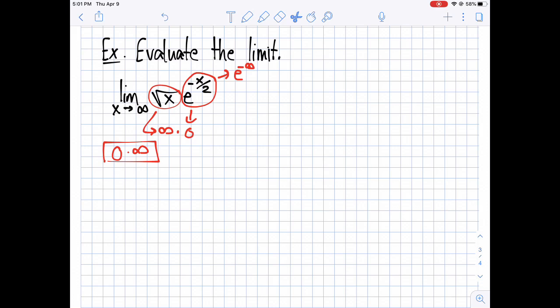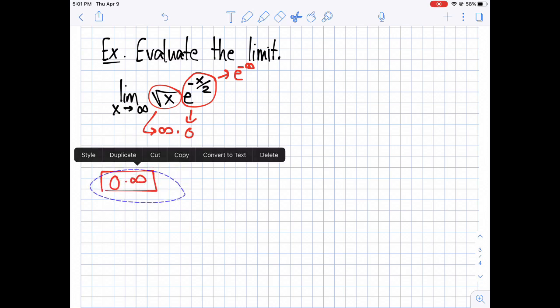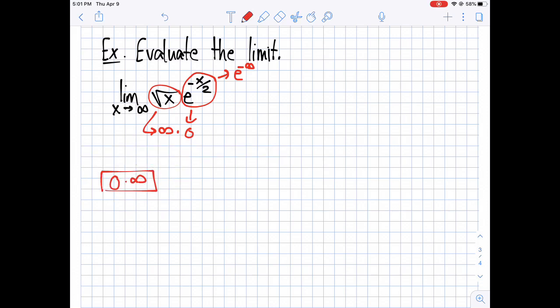Now, how do you deal with 0 times infinity? Well, like we saw earlier on in the video, we're going to turn this into either 0 over 0 indeterminate form or infinity over infinity. And it's the same thing every time. Anytime we have 0 times infinity, we do this. Why do we do it? Because as soon as we do that, we can use L'Hopital's rule and hopefully finish off the question.